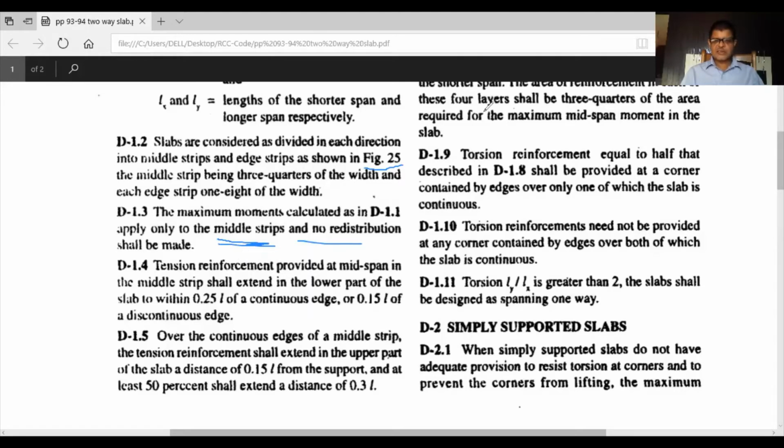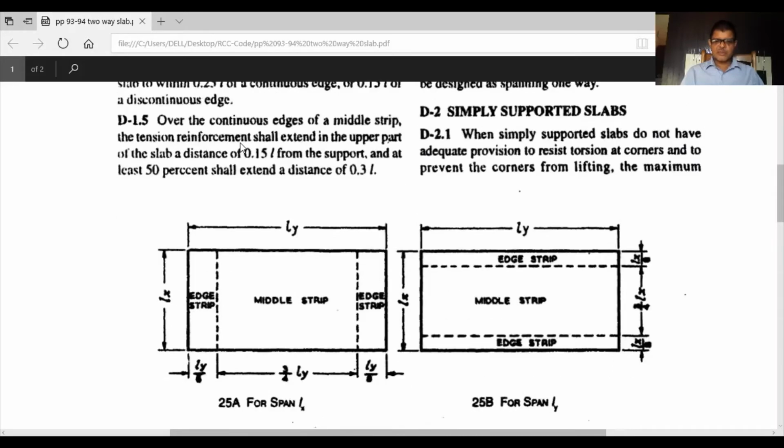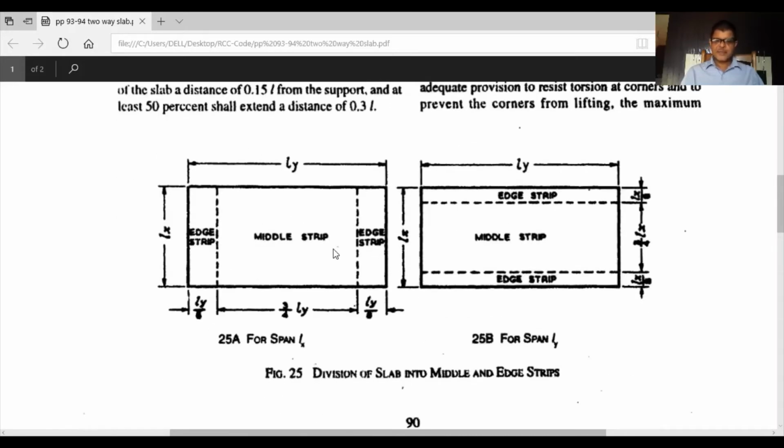So now we see what the middle strip and side strips are. Go to the bottom, where the diagram is given. If it is Ly by Lx, there will be short edge strips and also long edge strips, and this portion is called the middle strip. Whatever steel you get, you will provide in the middle strip in both directions, one in the long direction, one in the short direction. Short direction steel will be provided along the length, and long direction steel along the short length. So we have to provide the reinforcement accordingly.